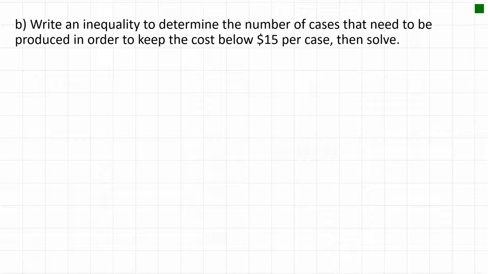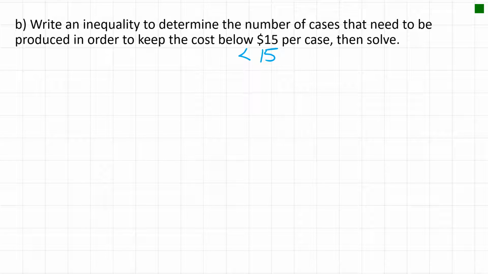Now here in the second part of this question, we want to write an inequality to determine the number of cases that need to be produced in order to keep the cost below $15 per case. So here's our inequality. We need to keep the cost below $15 per case. So that means less than and not equal to, because it has to be less than 15 to be below 15. 15 is not below 15. So less than $15 per case.